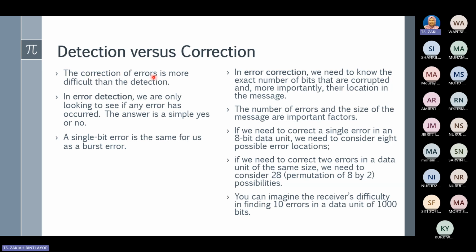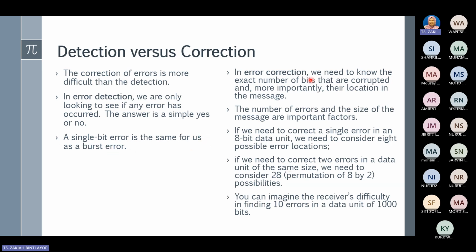Error correction is more difficult than detection. In error correction, we need to know the exact number of bits that are corrupted and, more importantly, their location in the message. In error detection, we are only looking to see if any error has occurred in a group of bits. So the answer is a simple yes or no. And a single bit error is the same for us as a burst error.